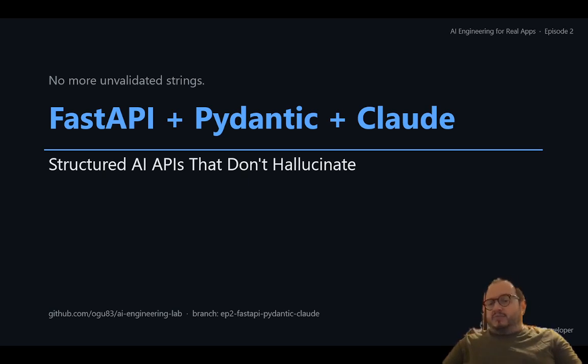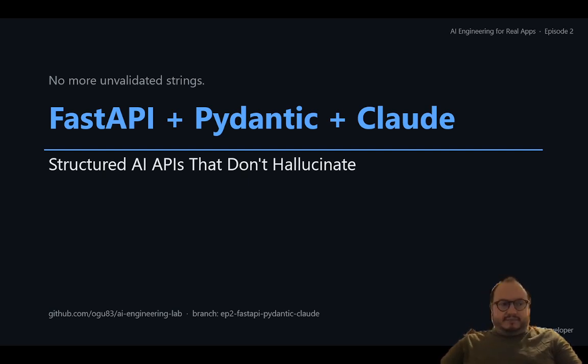FastAPI has response_model, Pydantic has validators, Claude has structured output via tool use. These three things used together create a service boundary that the LLM cannot cross with malformed data. That is what this episode covers. We are going to build a title enrichment API. Given a movie or product title, return structured metadata: genre, summary, confidence score, any warnings. Every field is typed, every response is validated before it leaves the service. And the test strategy checks structure and thresholds, not exact content.